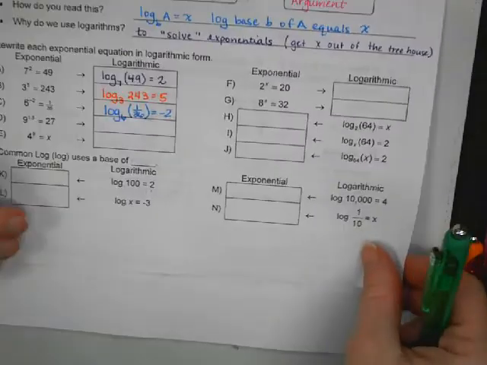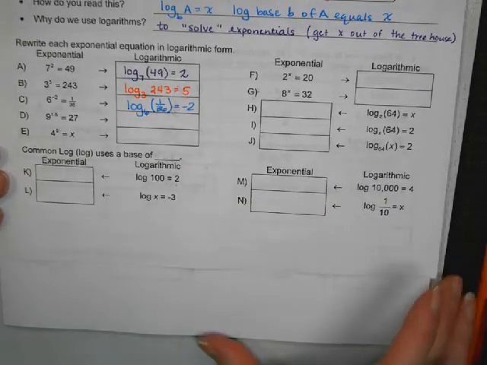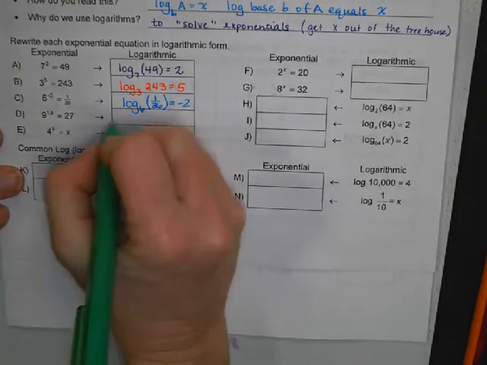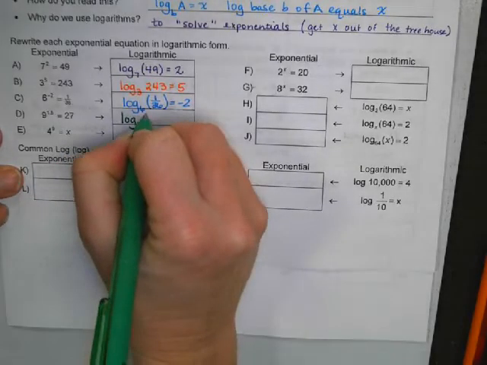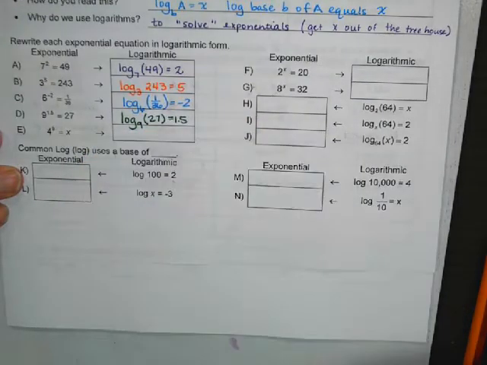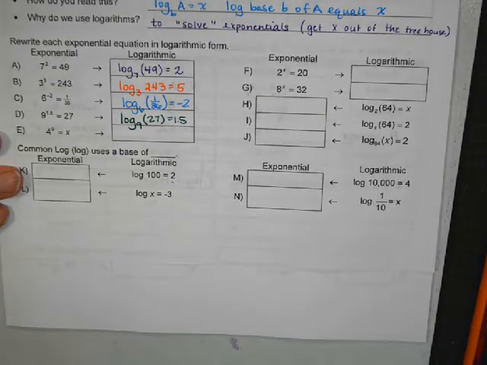Is everybody okay? Hang on. Yes. All right. So what's this next one? Log base what? All right. Log base 9 of 27 equals 1.5. All right. So y'all do E, F, and G real quick.